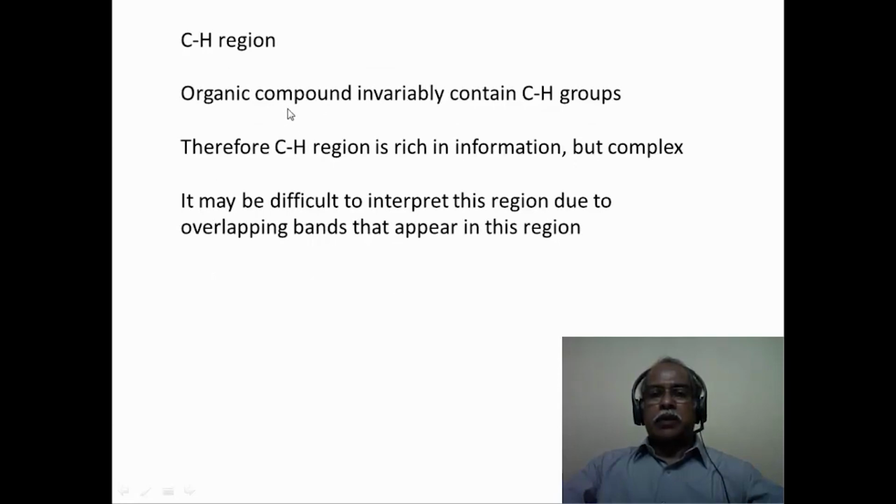Now let us have a look at the CH region. Almost all the organic compounds will have a CH functional group, because unless it is a completely fluorinated or completely halogenated substance, they will have the CH group present. Therefore, the CH region is fairly rich in information but highly complex in nature in terms of analysis. It may be difficult to interpret this region due to overlapping bands. In other words, since the OH, CH and NH appear in nearly the same region, interpretation of the region can be somewhat difficult.